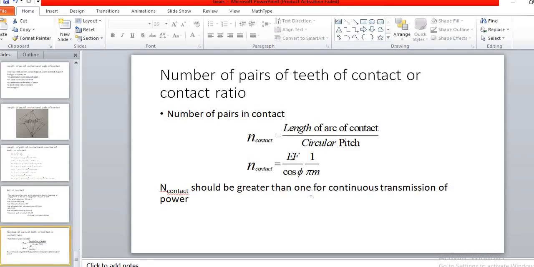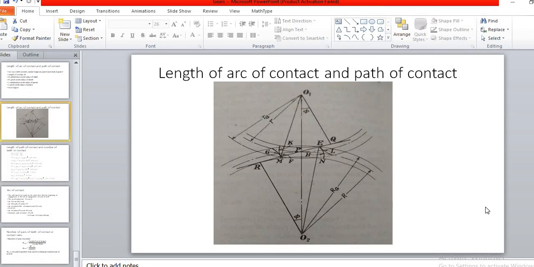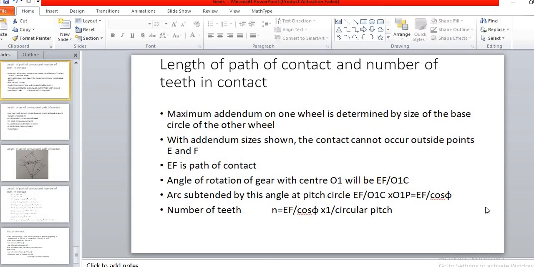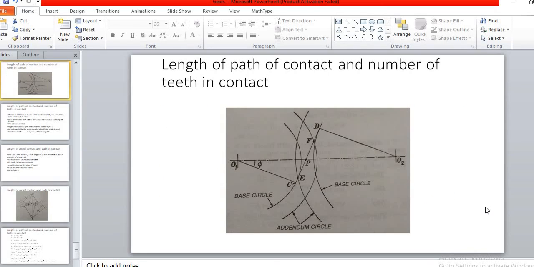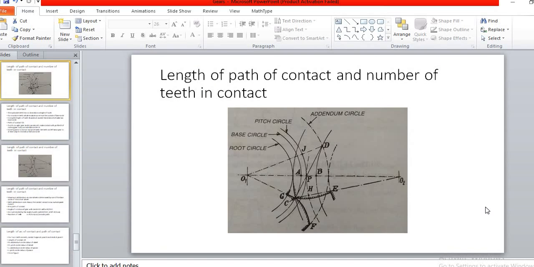N contact should be greater than 1 for continuous transmission of power. So we discussed here the number of pairs of teeth in contact, the arc of contact, and the length of the path of contact. And here we discussed what the maximum condition will be, that is, how much we can extend this path of contact.